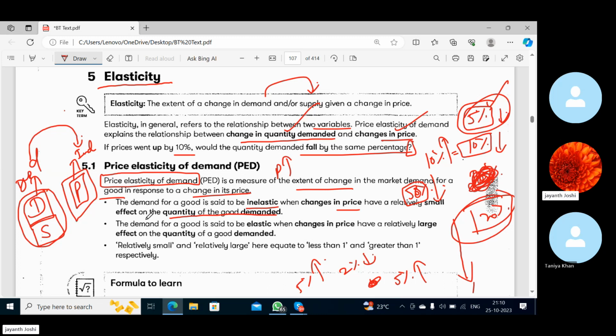Reverse is elastic. A small change in price is having a large effect on the quantity of good demanded. That means a small change, just 1 rupee change in the price of a product, is leading to a very high fall in the quantity demanded of the product. Okay, so that is inelastic, that is elastic. Okay, so again I'll write.